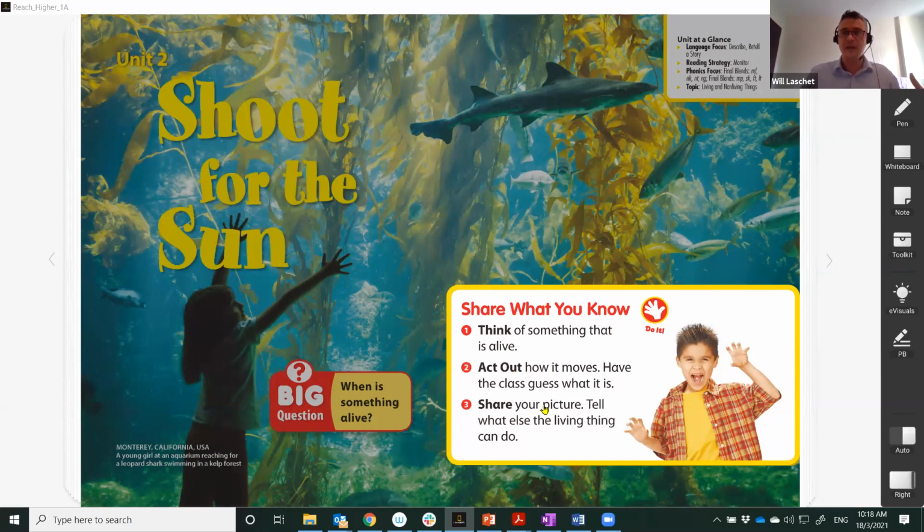What we're going to do is ask our students to think of something that is alive. We're going to ask them to act out how it moves, and the rest of us are going to guess. A nice idea is, before they do it, while they're thinking, you can get them to draw a picture of what they're going to act out, and then they can have it face down. When someone guesses the right one, they can turn over the picture and show that they've guessed the right thing. So this is quite a nice way of doing it.